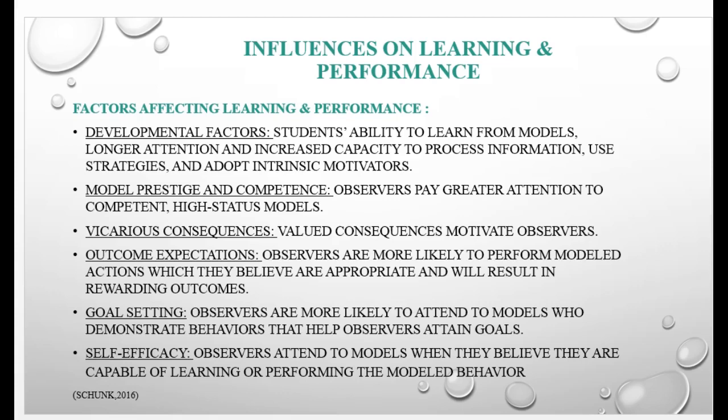The second factor or influence on whether or not someone can learn or perform what has been observed is model prestige and competence. Research has found that observers pay greater attention to those models who have higher status or are seen or believed to be more competent in being successful at what they are doing. So it makes me think about how students might react to a substitute teacher differently and learn differently from a substitute teacher than they do from their own teacher, because they don't hold them as competent as their regular teacher.